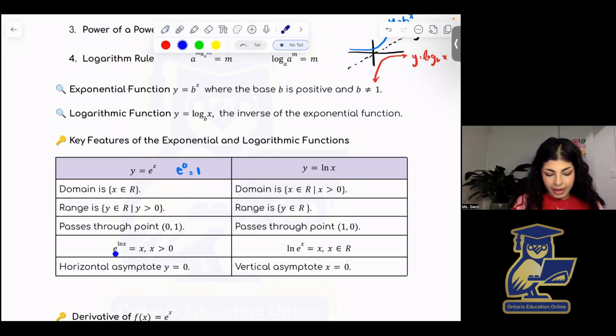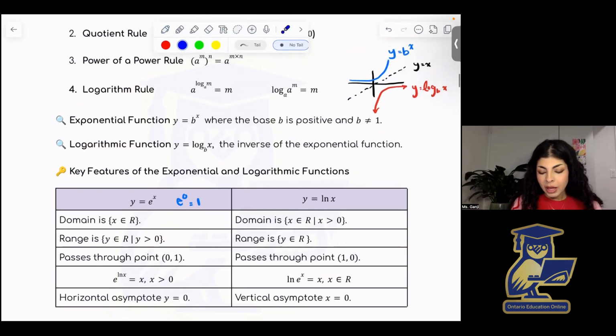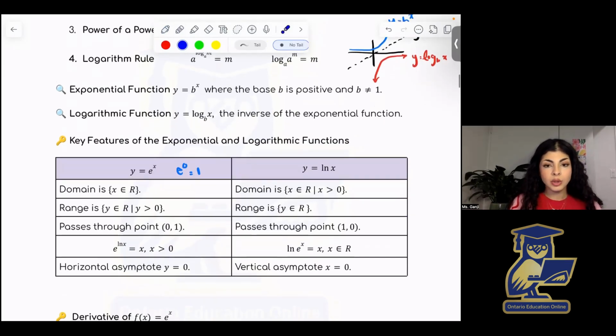Next, we have that e to the power of the natural log of x is just equal to x. And again, we have that x is greater than 0. And our horizontal asymptote is y equals 0, again, as we see here. Now, for the natural log function, we have the domain as x in R, but now x is greater than 0. And as you can see, the domain and range here are the same because, again, they're inverse functions. And same with the domain and range here, they're just swapped now.